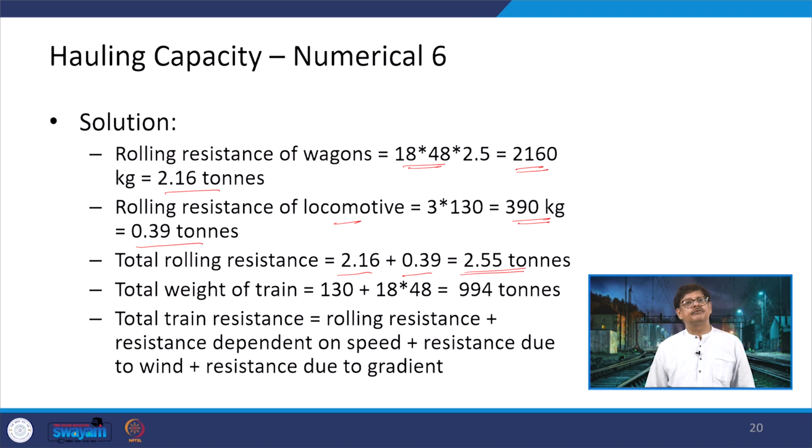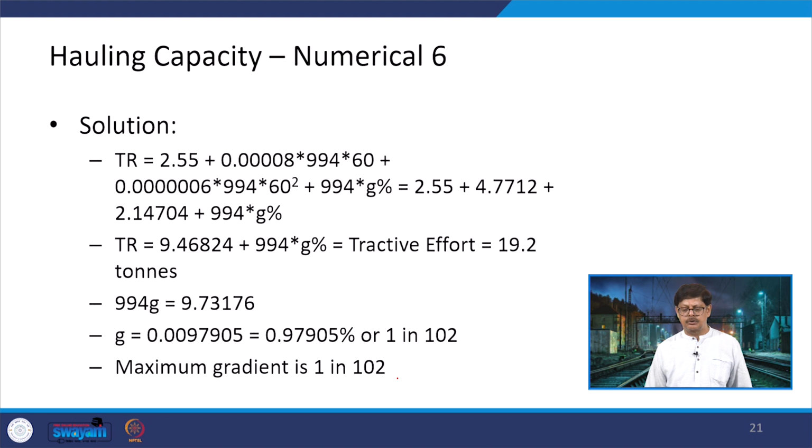Now, the total weight of the train will be the weight of the locomotive plus the weight of the 18 wagons, with each wagon having a weight of 48. So we get 994 as the total weight W. The total train resistance is the rolling resistance, the resistance dependent on speed, the resistance due to wind and the resistance due to gradient. The rolling resistance we have already calculated, so we have that value with us.